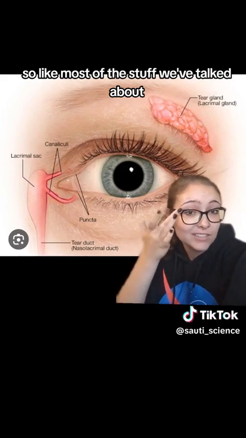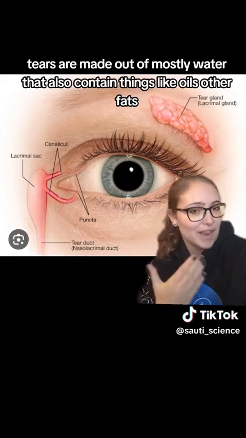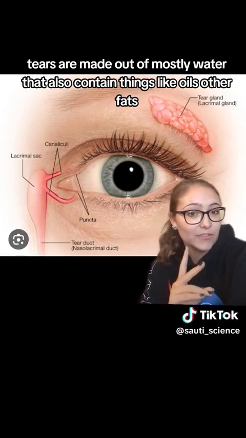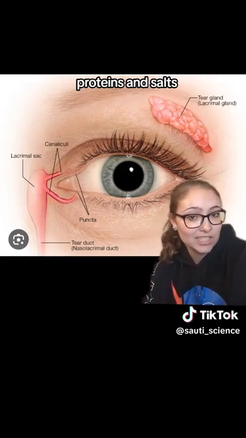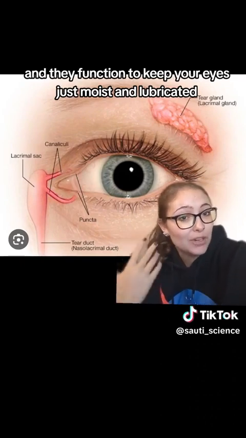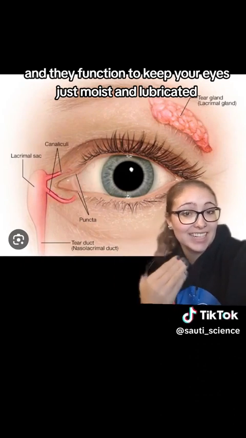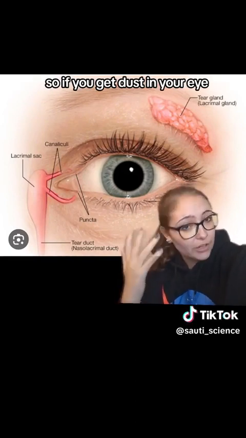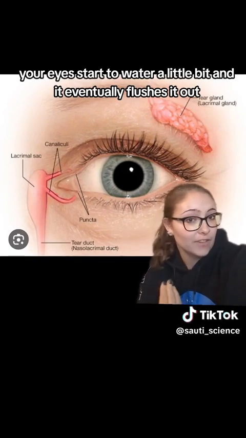So like most of the stuff we've talked about, tears are made out of mostly water, but also contain things like oils, other fats, proteins, and salts. And they function to keep your eyes just moist and lubricated, and also protect from things like dust. So if you get dust in your eyes, they start to water a little bit, and it eventually flushes it out, so no problem.